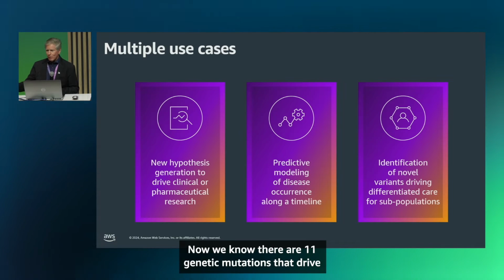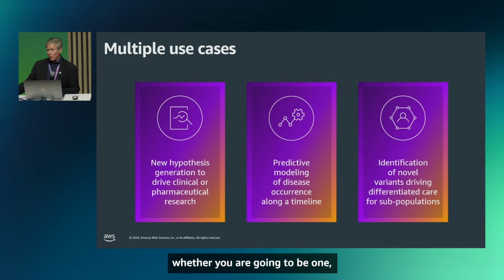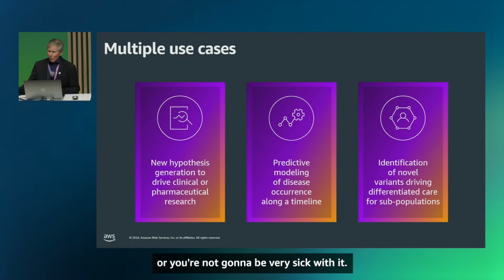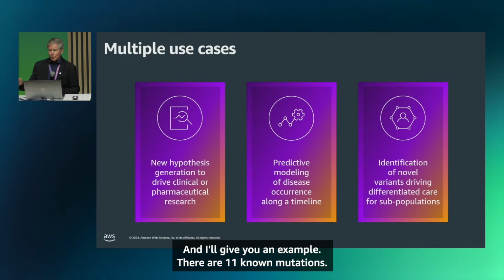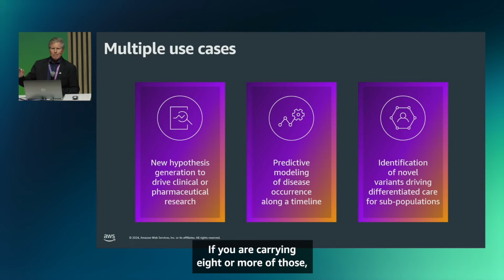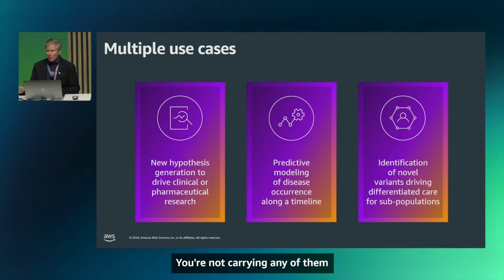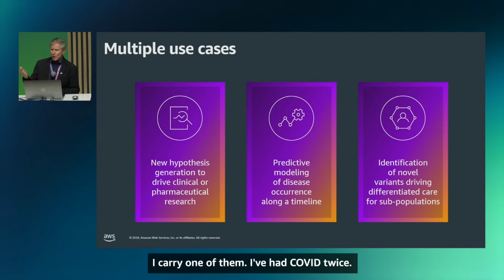Now we know there are 11 genetic mutations that drive, one, whether you're going to get COVID, and two, whether you're going to be really sick with it or not very sick with it. And I'll give you an example. There are 11 known mutations. If you're carrying 8 or more of those, your chances of being hospitalized is pretty high. You're not carrying any of them, or you're carrying 1 or 2. I carry 1 of them.